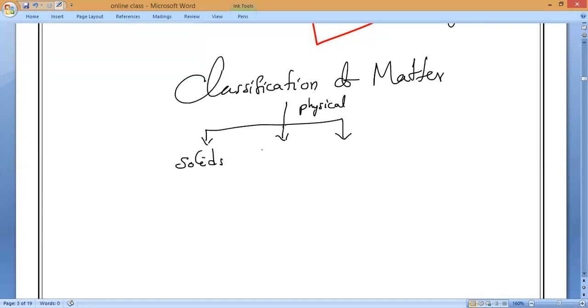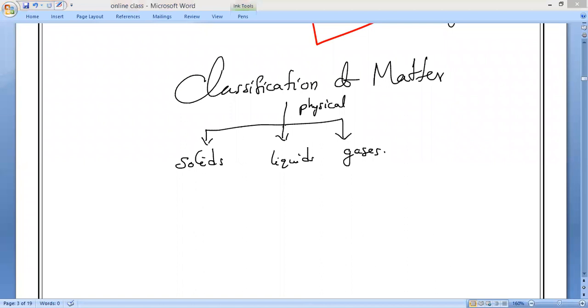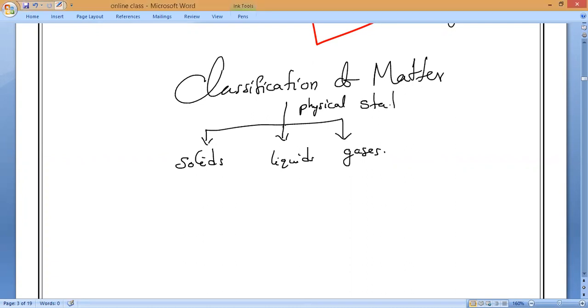So physical, it is classification of matter, three things. What is that? One is solids. Next one is what, guys? Liquids. Next one is what? Gases. Is it okay? So that is the classification of matter. On the basis of what, guys? On the basis of physical state. Understanding? So the classification of matter is on the basis of physical state. It will be classified into three things: one is solids, next one is liquids, another one is what?